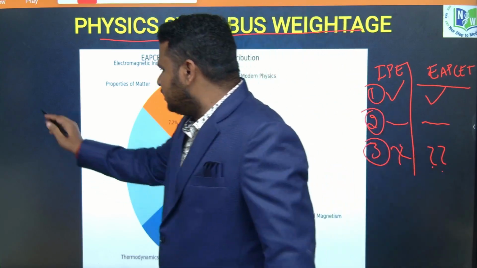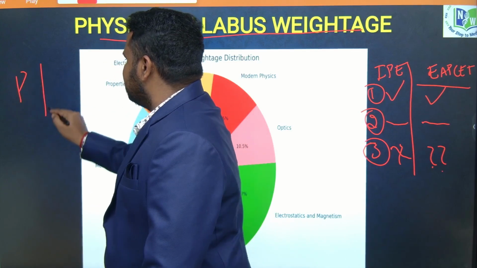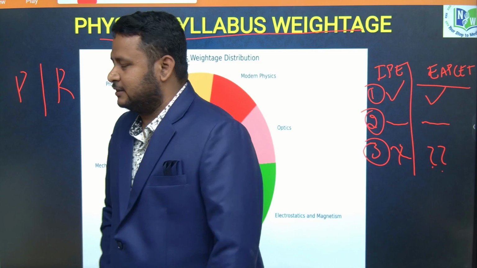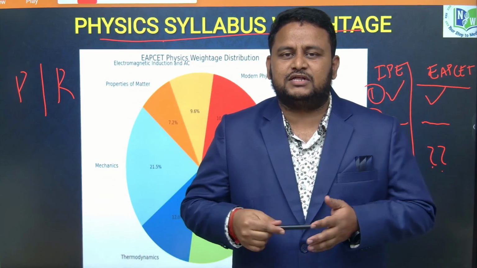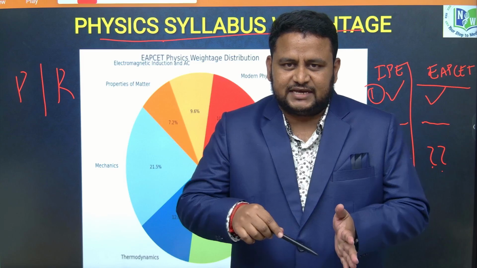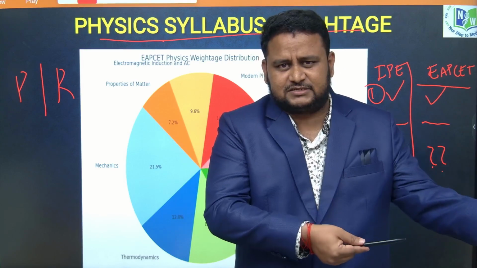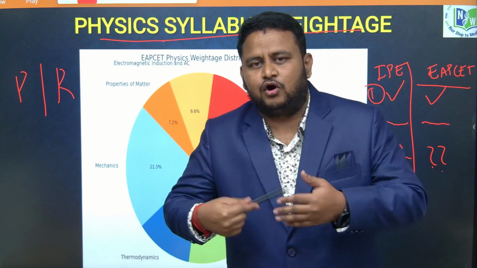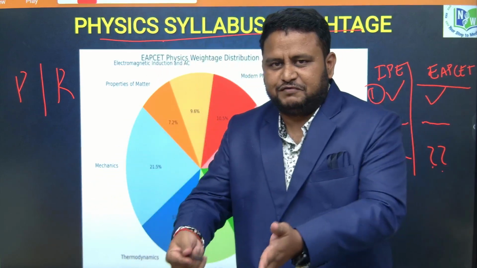So, I will tell you there are two types of planning. One is called prospective planning, another is called retrospective planning. Prospective planning means what? After your IPE exam, you will count the number of days and from the first day you will say, from this day I will do this many chapters or topics in physics, and you will go on like that. That is called prospective planning. That is in the future. What I will do in future, you will plan.